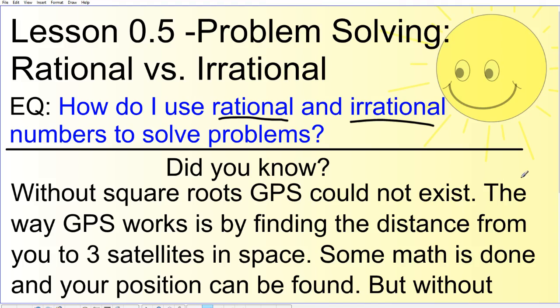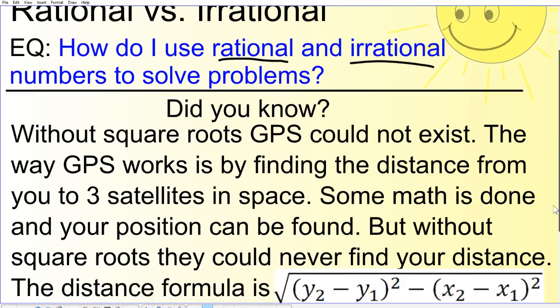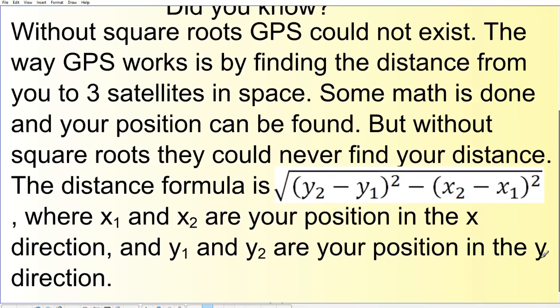Did you know that without square root, GPS could not exist? The way that GPS works is by finding your distance from satellites in space. And some of the math is done and your position can be found. It might be done by the satellites or by your device, your phone or your GPS.